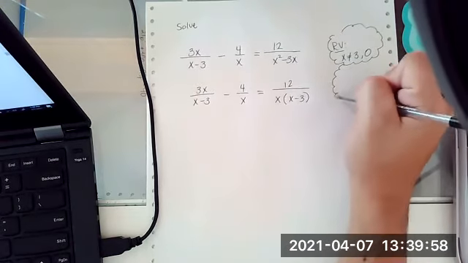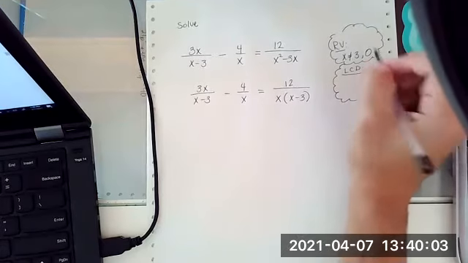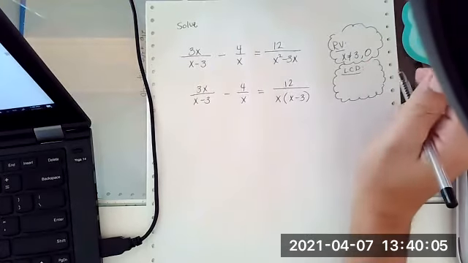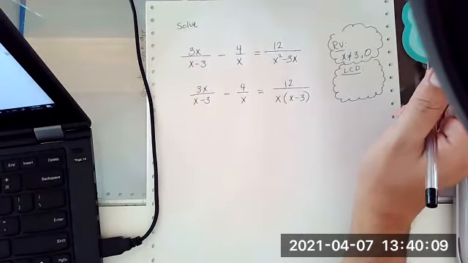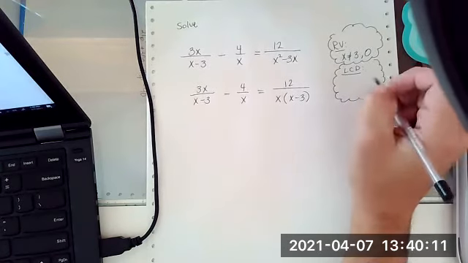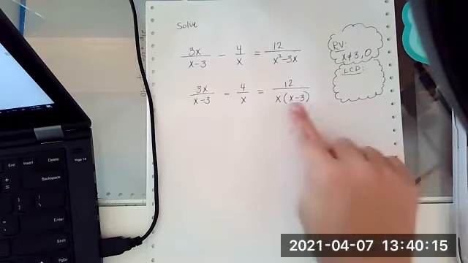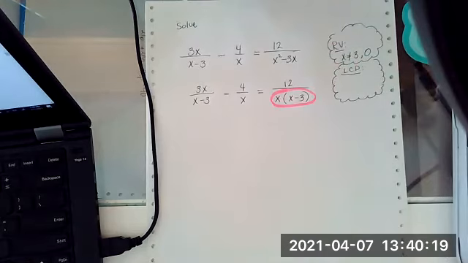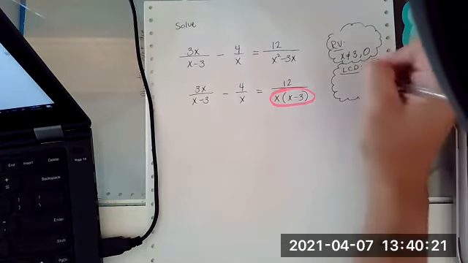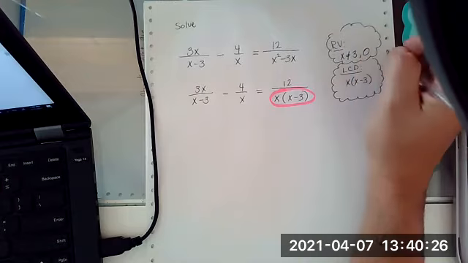And then what is the LCD, or the least common denominator, for this problem? x multiplied by x minus 3. Yeah, I can tell you this: if you factored this correctly, this is usually the LCD. The trouble there is that you have to factor it correctly.